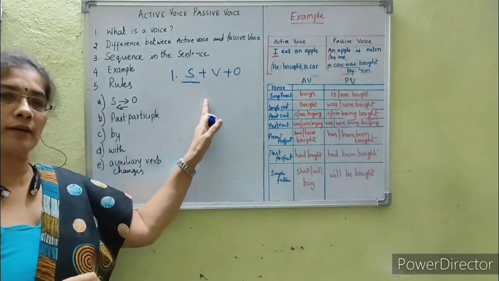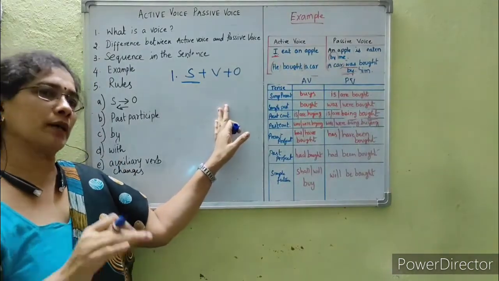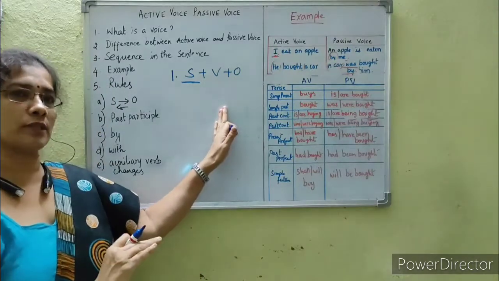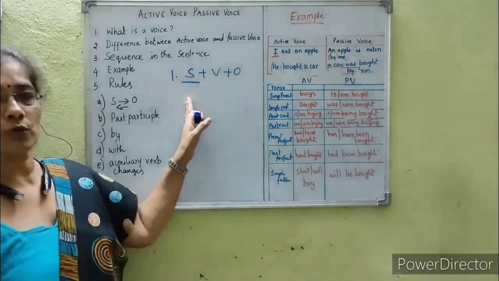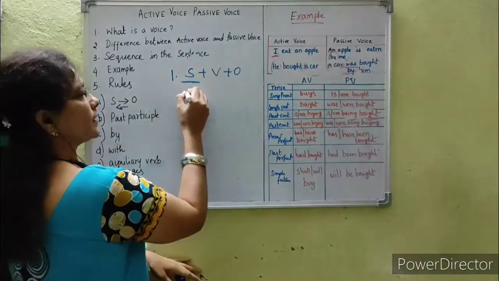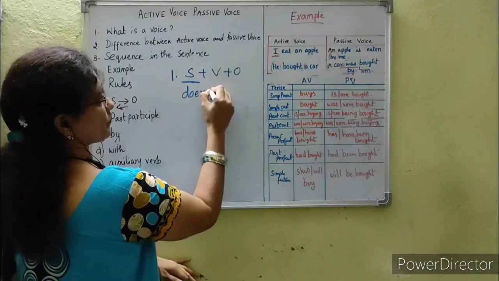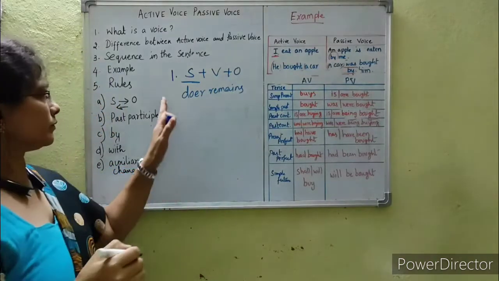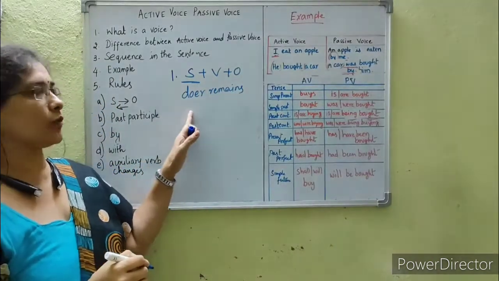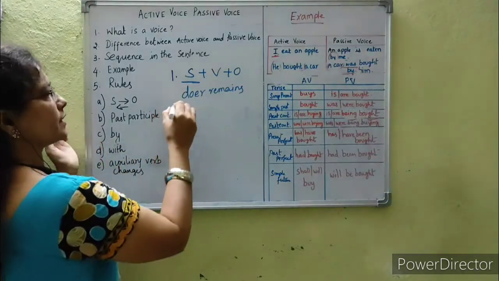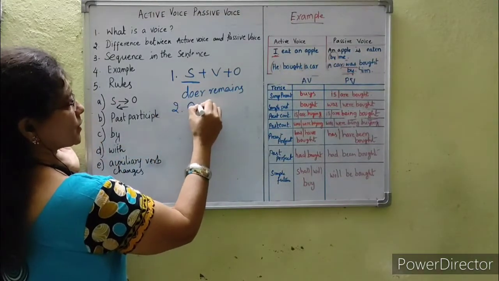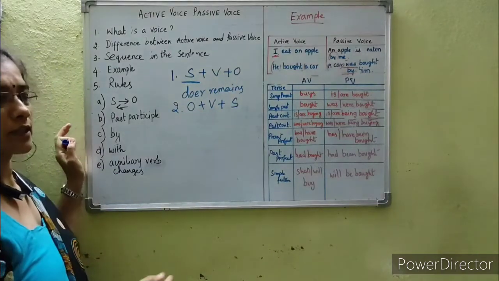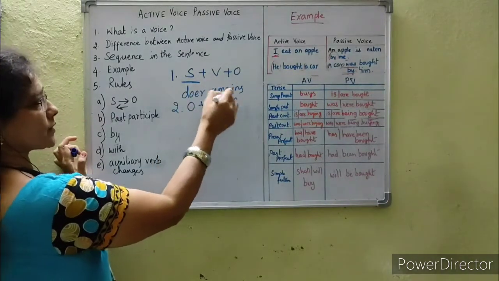Suppose Rama is drinking water. Rama himself will be drinking water even when you write it in the passive voice. There will be no change in the doer. The doer remains the same. Second, when you write it in the passive voice, the order, the sequence changes. That is object plus verb plus subject. The subject will be in the last position.